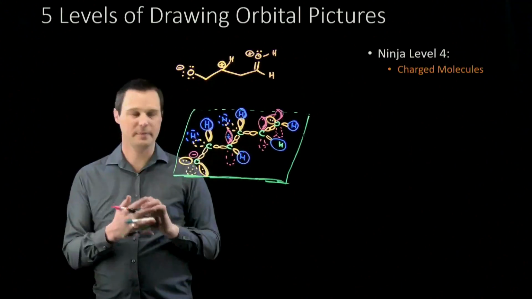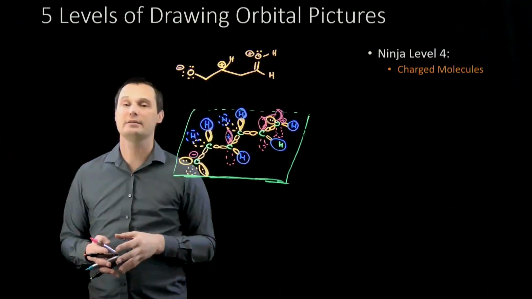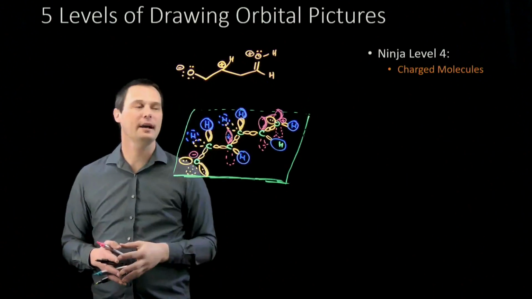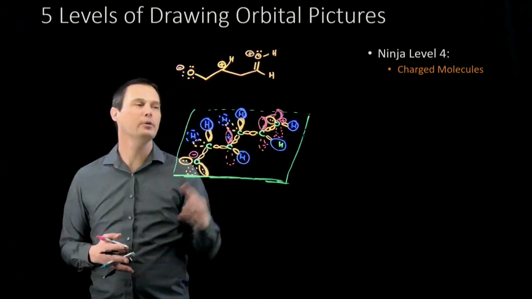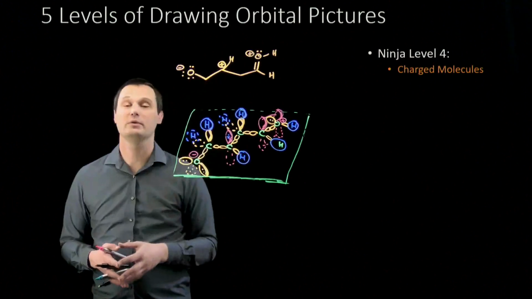So here oxygen is positively charged, not because it has an empty orbital, but because it has too many bonds. It has three bonds to that oxygen and one lone pair, that makes it positively charged. So the positive charge on oxygen does not live in any particular orbital, but the oxygen itself is positively charged. And that completes the orbital picture for molecules that have charges in them.